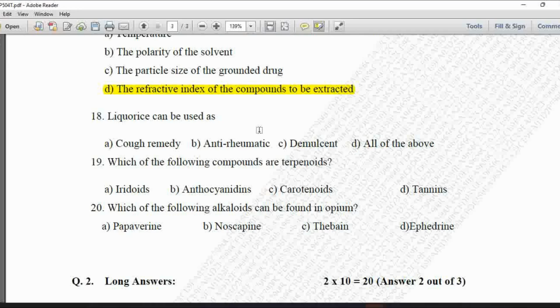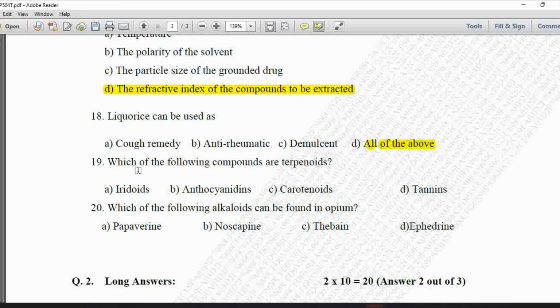Next MCQ, licorice can be used as: option A, cough remedy; B, antirheumatic; C, demulcent; and D, all of the above. So licorice is the drug which is used as a cough remedy, also it is used as antirheumatic, and it has a demulcent activity also. So option D is correct, that is all of the above.